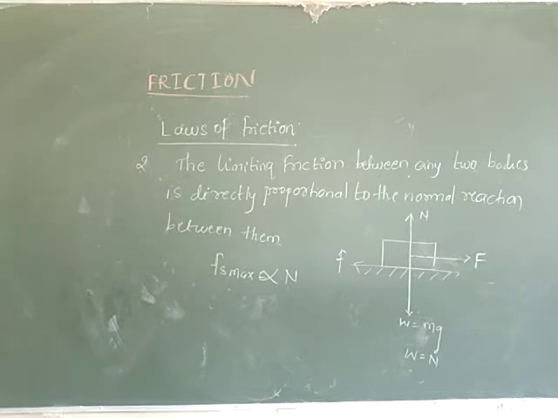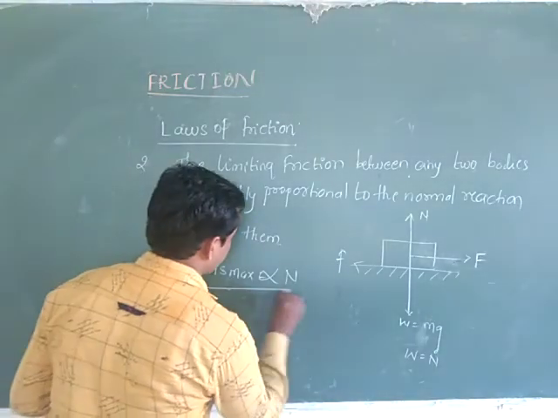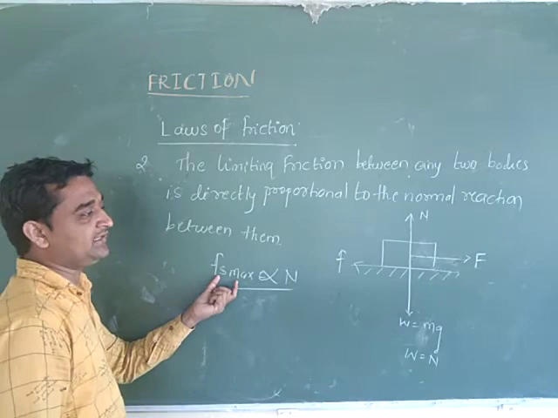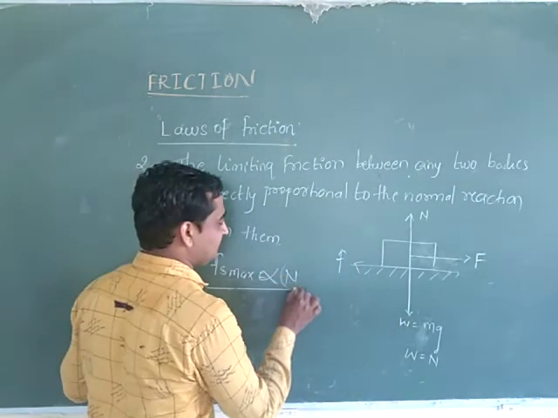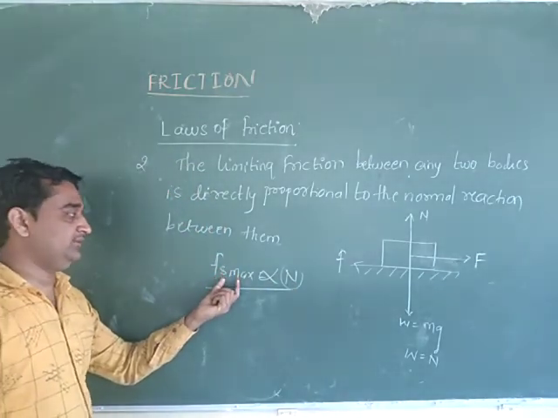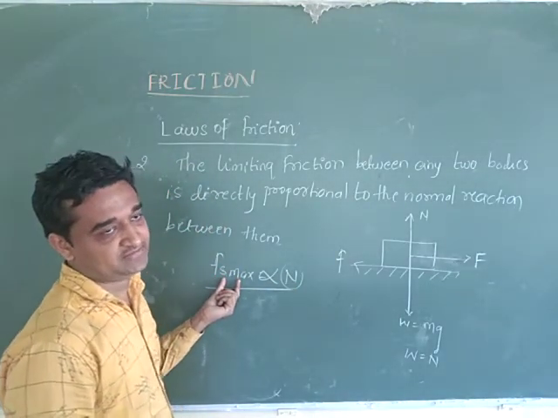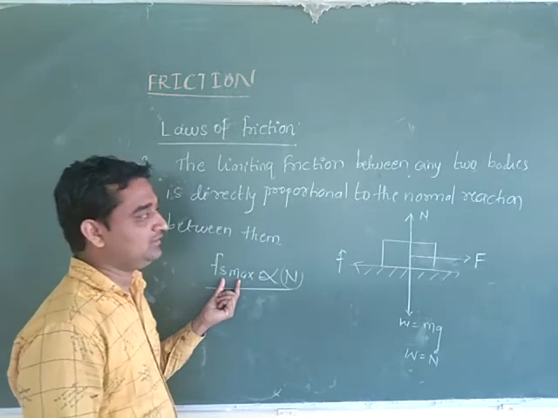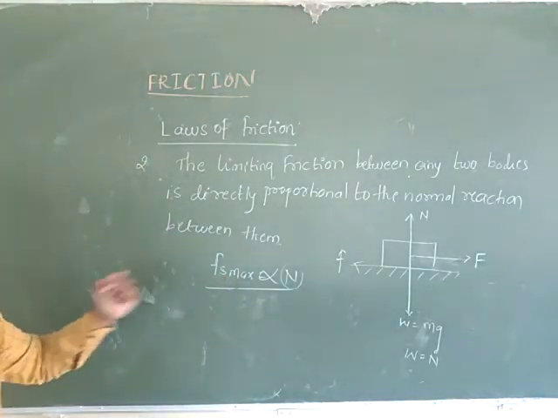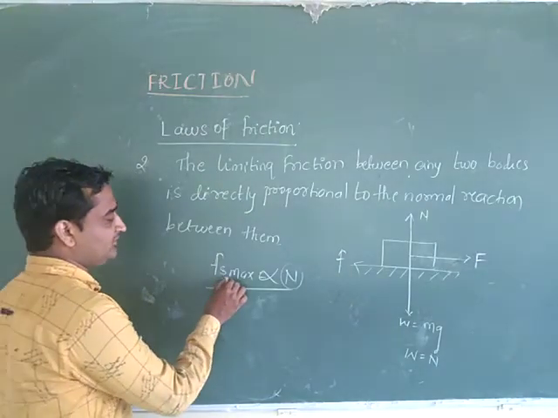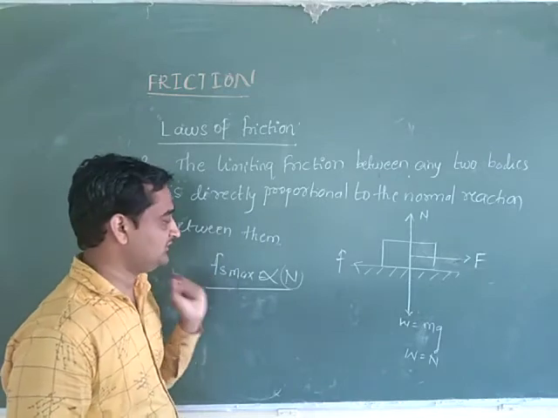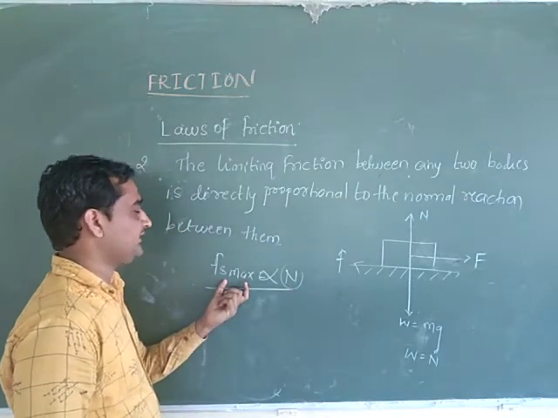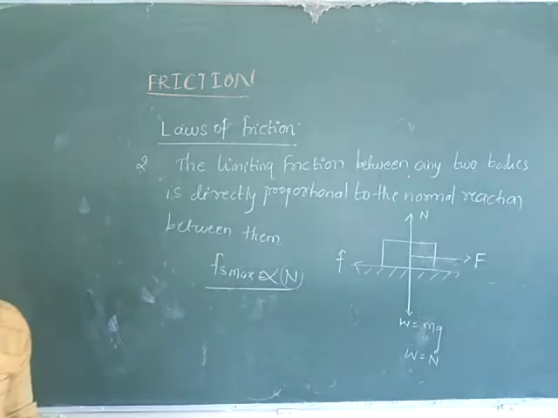limiting friction between any two bodies is directly proportional to the normal reaction between them. So in this case, the limiting friction is directly proportional to the normal reaction. That means when the normal reaction increases, the limiting friction also goes on increasing. This is what the second law gives us about friction. The maximum value of the limiting friction is directly proportional to the normal reaction.